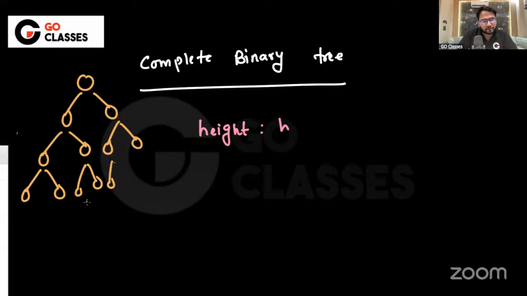Now, suppose they ask you here, since they cannot ask you the number of nodes directly, they can ask you the minimum number of nodes, or they can ask you the maximum number of nodes. So, can you tell me both the numbers? Minimum number of nodes and maximum number of nodes.